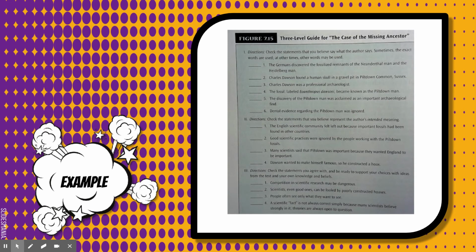But in your book, in Figure 7.15, it talks about a 3-level guide. They gave you the case of the missing ancestor, and it's a very short little read. It's on the page before, but they have 3 parts. First, check the statements that you believe say what the author says. Sometimes the exact words are used, and other times other words may be used. So basically, they just put a check mark 1 through 6, which ones actually say what the author says.